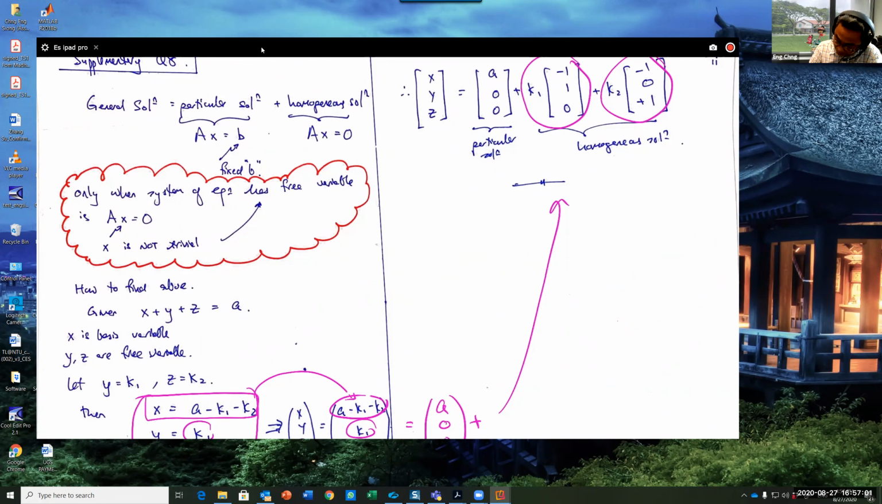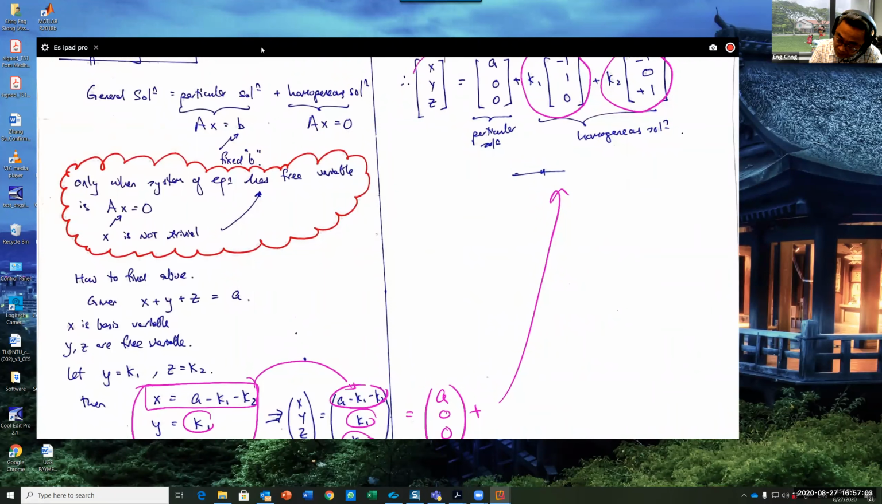So what am I basically doing? I'm writing x, y, z in a parametric form because I'm using free variables, k1 and k2, to multiply by these vectors, plus this particular solution, to give the general solution of x, y, z.